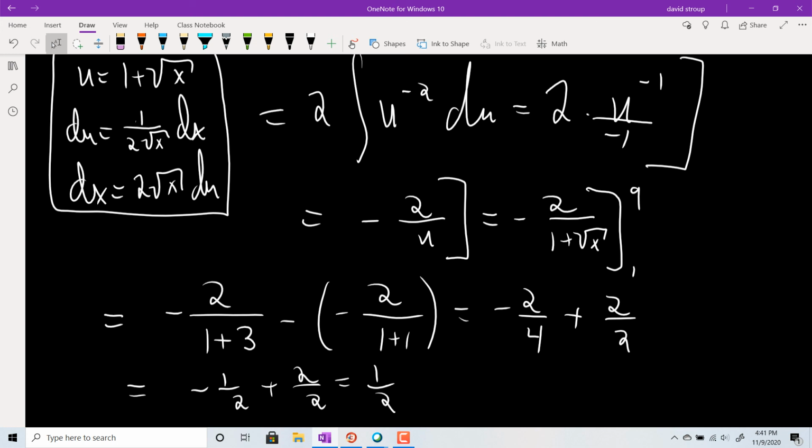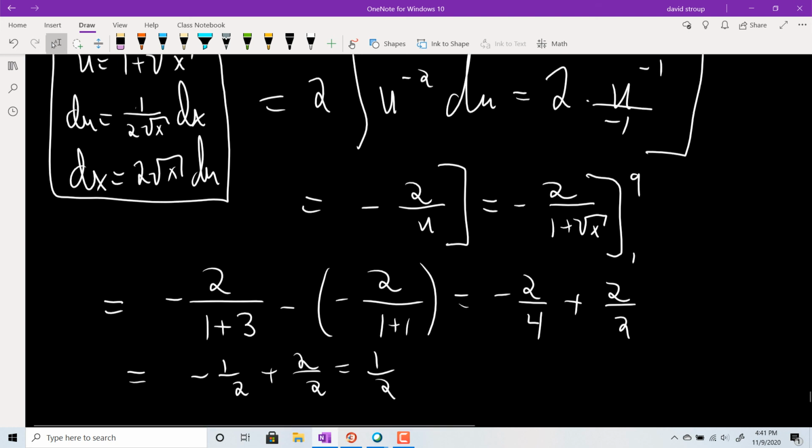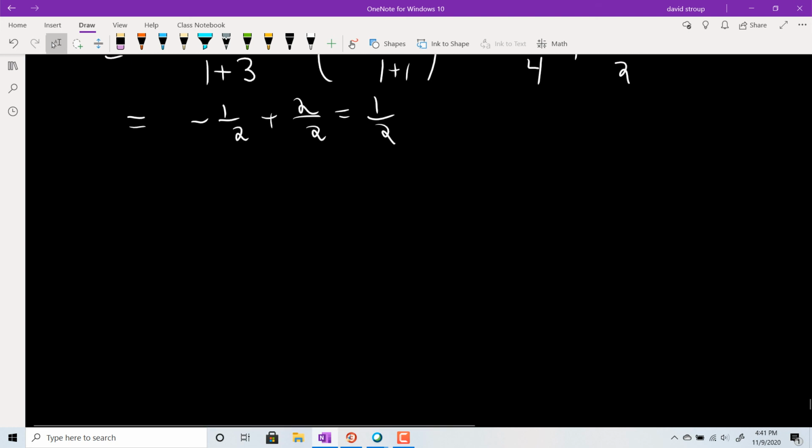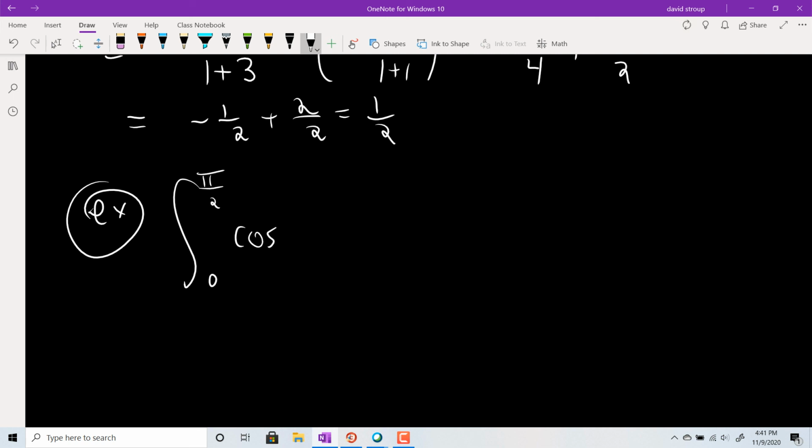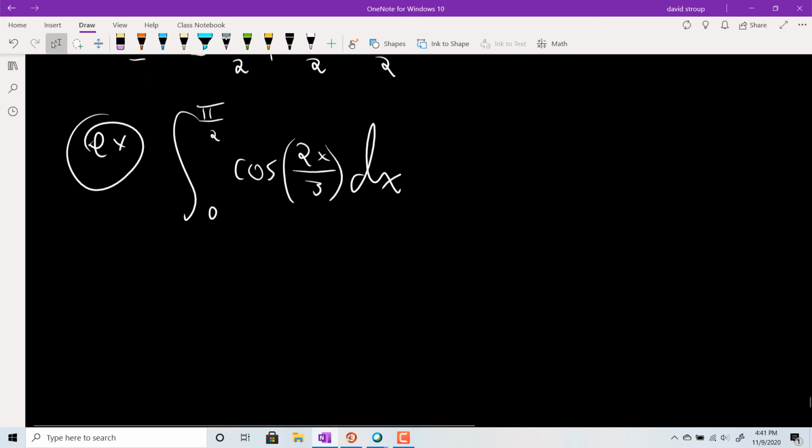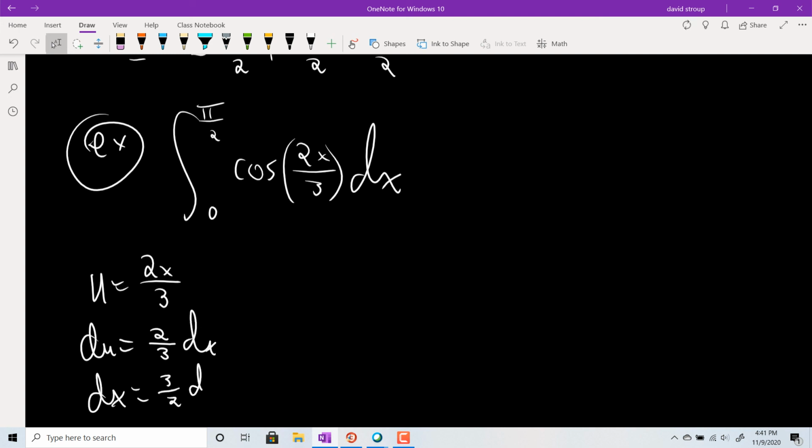Let's do one more of these, and then we'll look at one of the even function types that I was going on about before. So let's try another one. Let's do a trig version, the integral from 0 to pi over 2 of cosine of 2x over 3 dx. I'll do my u sub for 2x over 3, and then my du is just going to be 2/3 dx. And so my dx is 3/2 du.